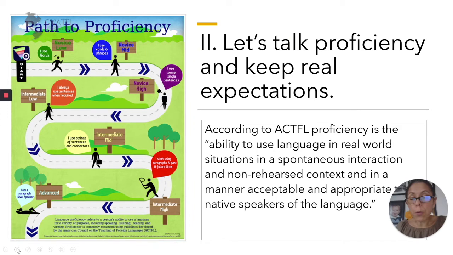So let's talk about proficiency. We need to keep real expectations. I didn't do this that intentionally at the beginning of my practice, but year by year, I understand the importance of keeping the proficiency level of my students in my head all the time. I want to know what my students should be able to do at the level, and I want to design my tasks with that level in mind, so I'm not asking them to produce something that they're not ready for, or to understand something that they're not ready for.